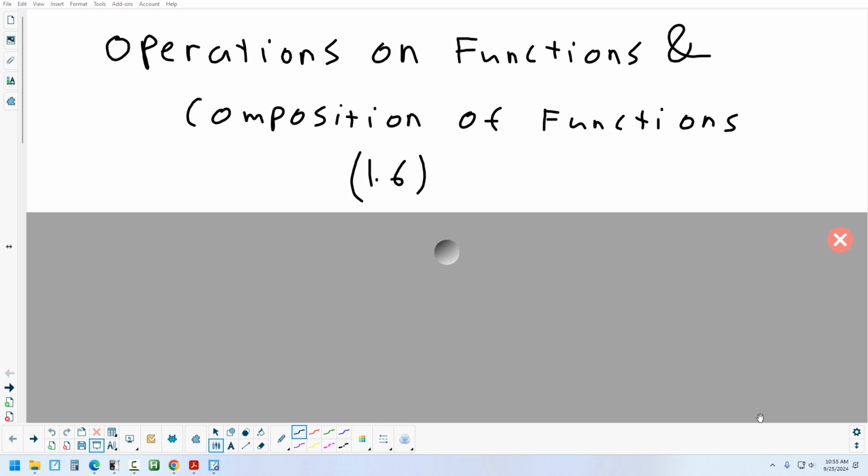So the last section we're going to look at in chapter 1 is 1.6. And 1.6 is basically on creating a new function from ones that you are given. Okay. So I'm going to show you how we can do that.